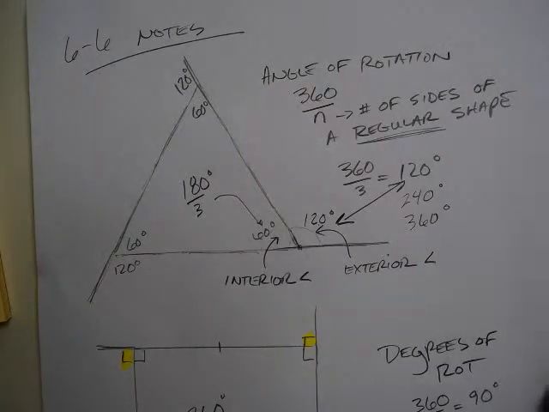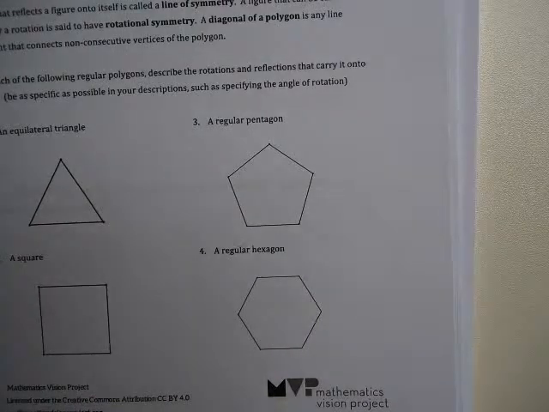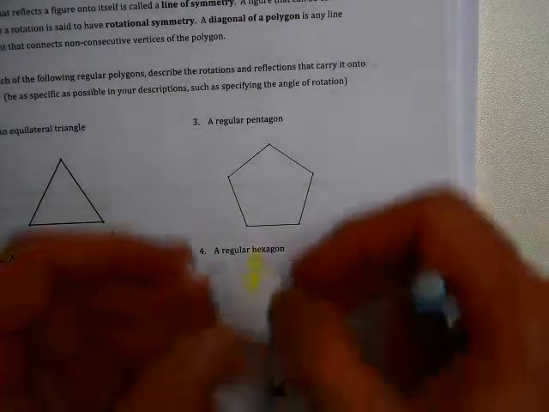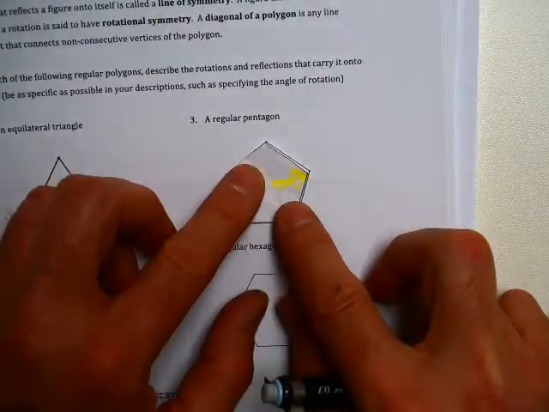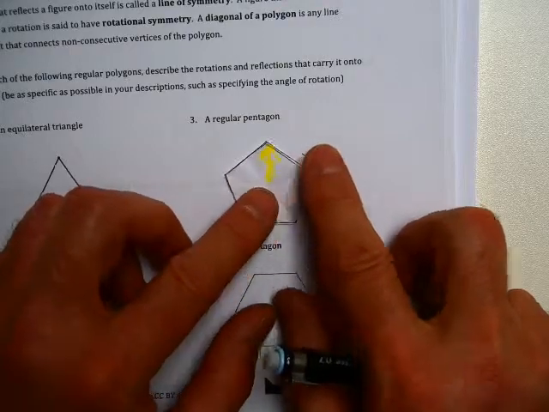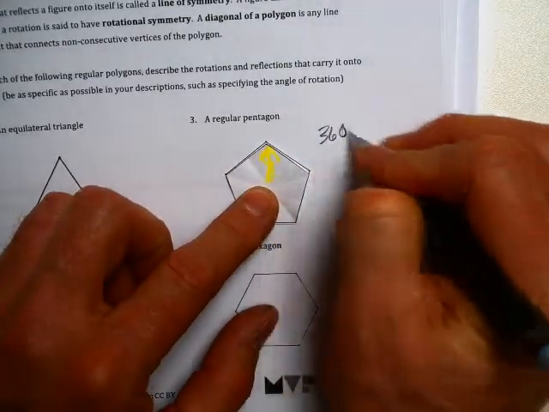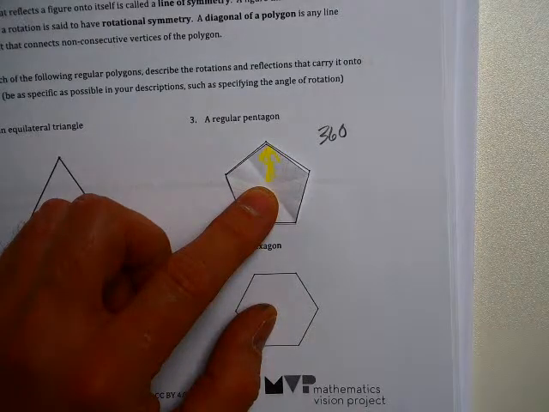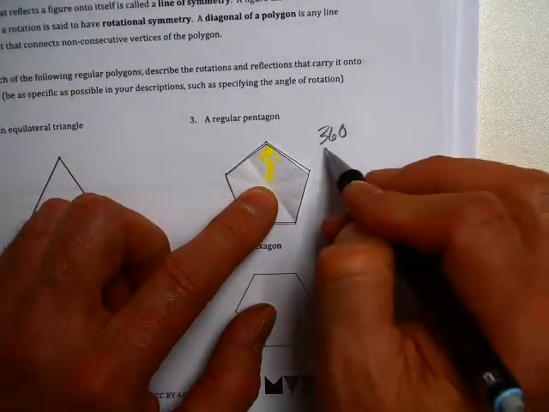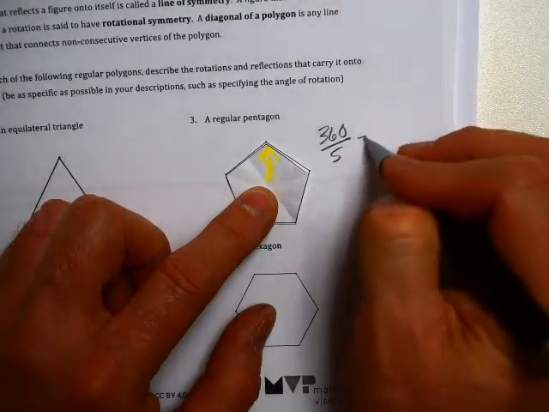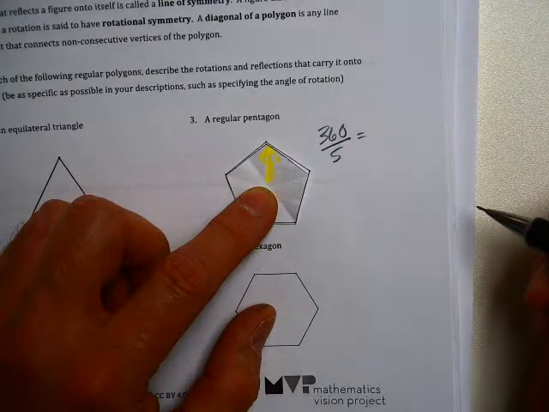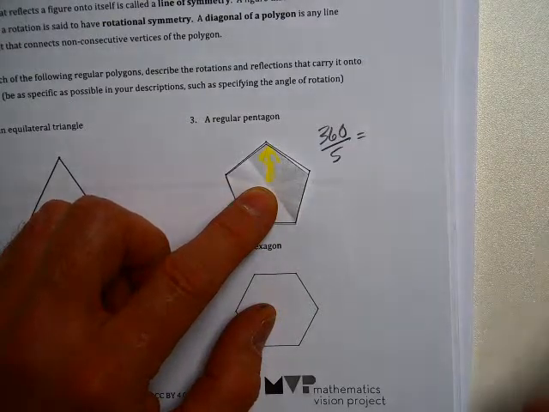Let's look at another shape. I'm going to use now this guy here, the pentagon. So if I'm rotating this, my angle of rotation, how far does it have to go before it clicks back into itself? 360. The total sum of the exteriors, divided by 5, the number of sides. And if my memory serves me, that's 72 degrees.